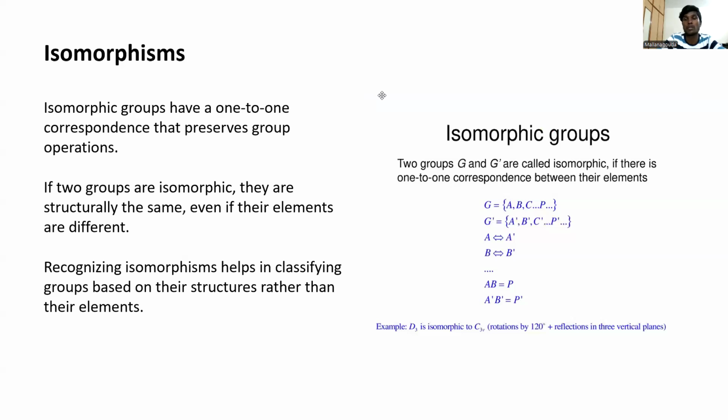Isomorphic groups. Two groups G and G' are called isomorphic if there is a one-to-one correspondence between their elements, G equal to a, b, c up to p, and G' equal to a', b', c' up to p', where a corresponds to a' and b corresponds to b', and ab equal to p implies a'b' equal to p'. Example: D3 is isomorphic to the group of rotations and reflections of the plane.